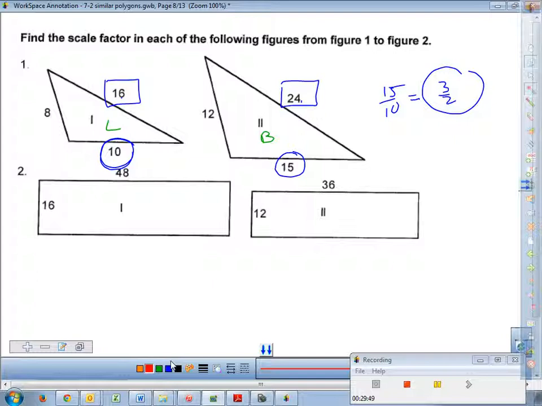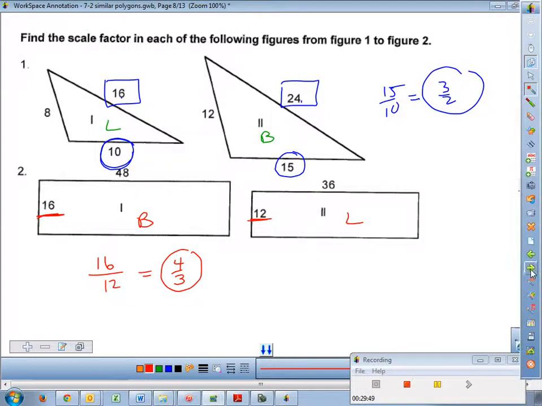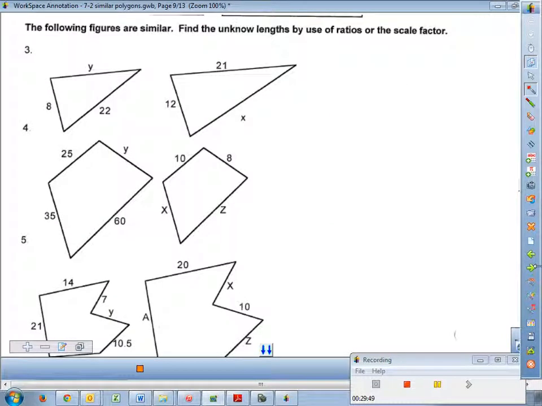Big and little. And then these guys go together, the 16 and the 12. So big over little. 4 goes in each one of those, right? So what's that reduced to? 4/3 is the scale factor. Sound good? Next one.